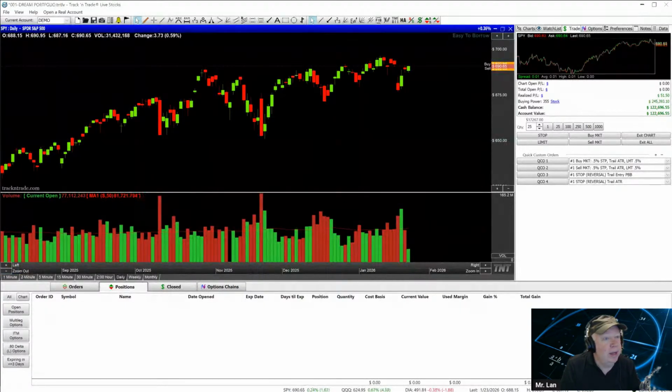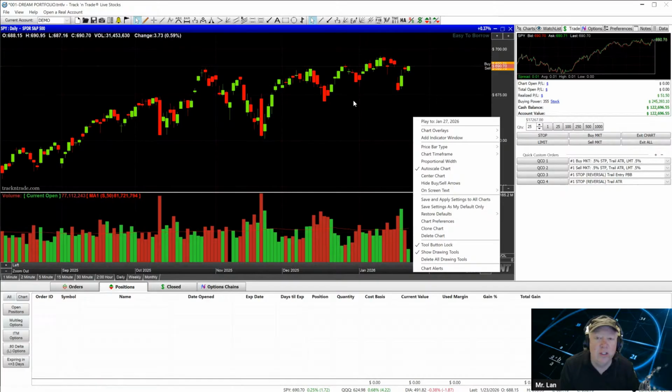Let me bring this back. Okay, so what we're going to be seeing up here is each day's representation represented in a price. So this is your price chart along the right-hand side. You can see 650, 675, 700. You can track and trade.